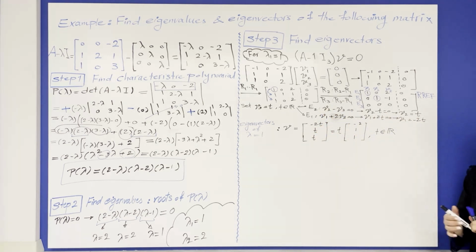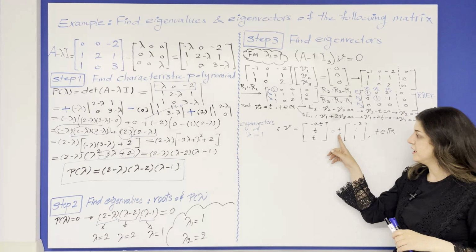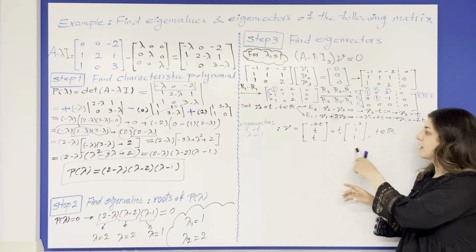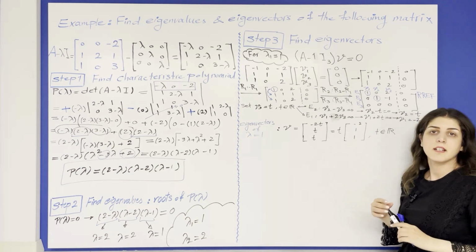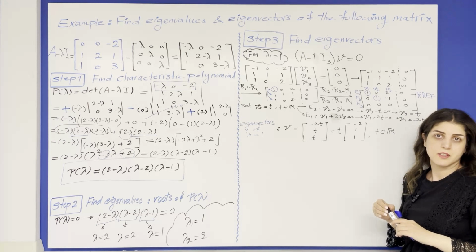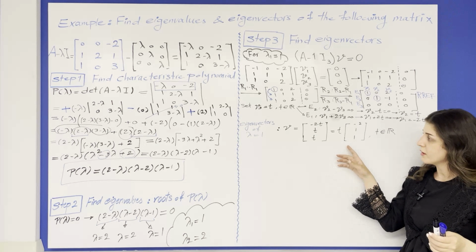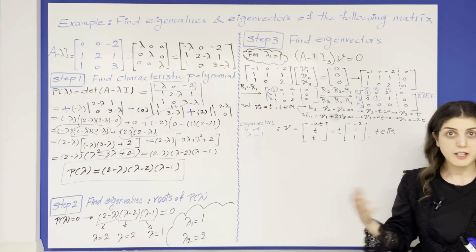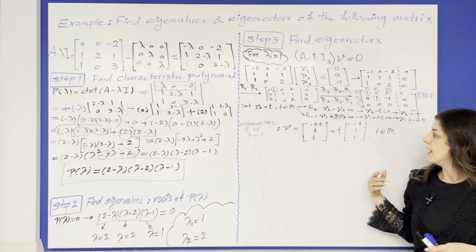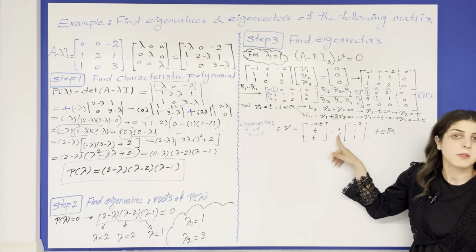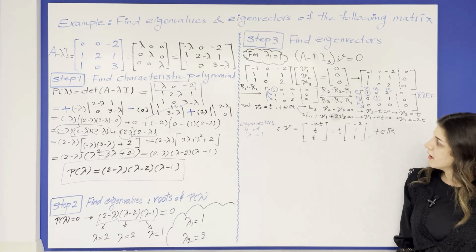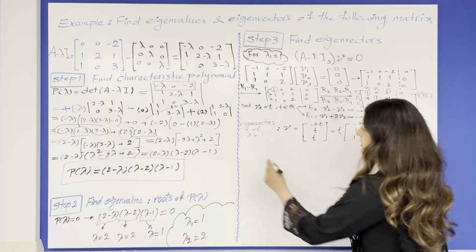There we go. So in particular, if you set t to be 1, this vector is an eigenvector. You can set t to be anything. So you have infinitely many eigenvectors for this eigenvalue, and you can just change t to be anything. Okay. All right.